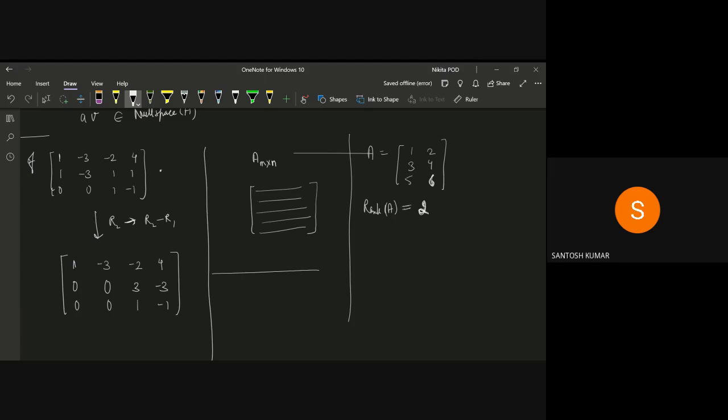Rank is the minimum of the number of rows and the number of columns. You are saying the column determines the maximum dimension of the whole space. Yes, you are right. The dimension of the whole space is determined by the maximum number of columns.